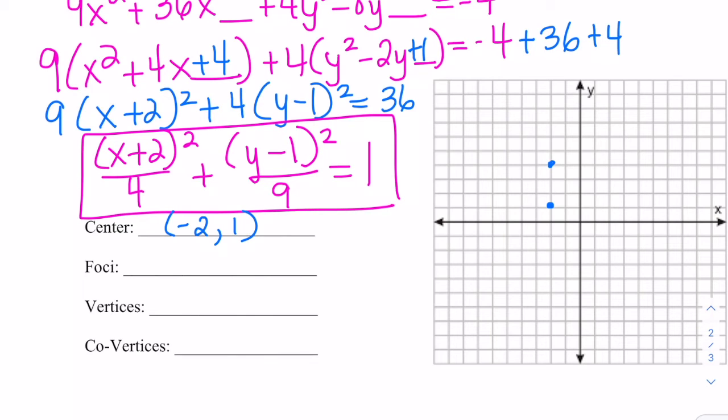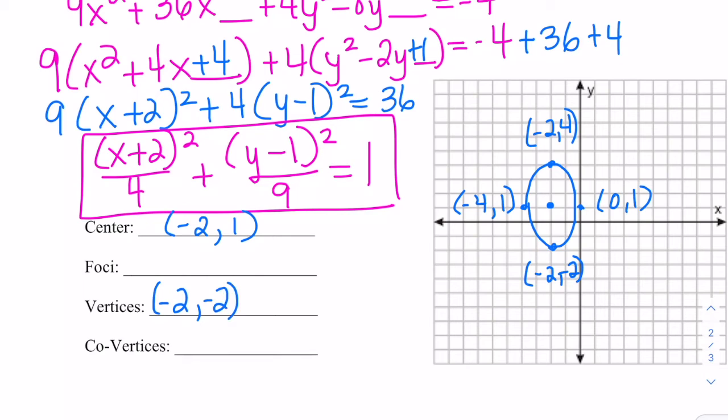So we'll go up 3 to -2, 4, and down 3, -2, -2, and those will be our vertices. We know that b will equal 2, so if we go 2 to the right, that will be 0, 1, and we go 2 to the left, that will be -4, 1. So the vertices are -2, -2, and -2, 4.